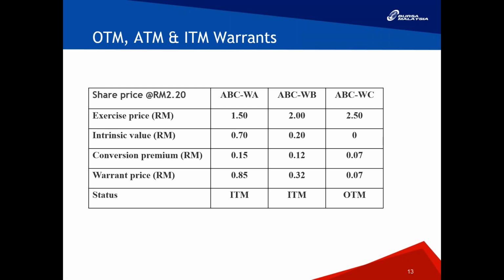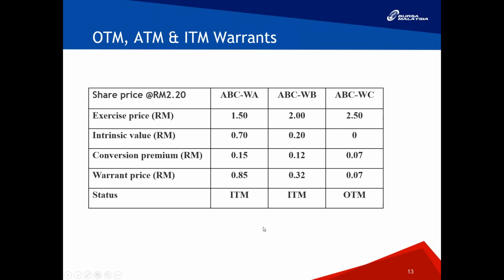Let's see what would happen if the share price were to go up by 20 cents, right? So if we go up by 20 cents, you can see that warrant B is now in the money, right? It's in the money by 20 cents. And assuming the conversion premium is still 12 cents, you would have a value of 32 cents. Whereas warrant C is still out of the money, and it only has conversion premium. There's no intrinsic value, so it still remains at 7 cents.